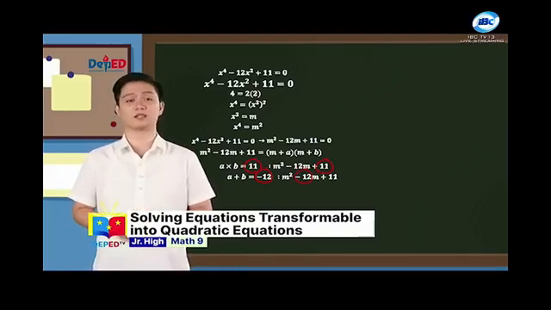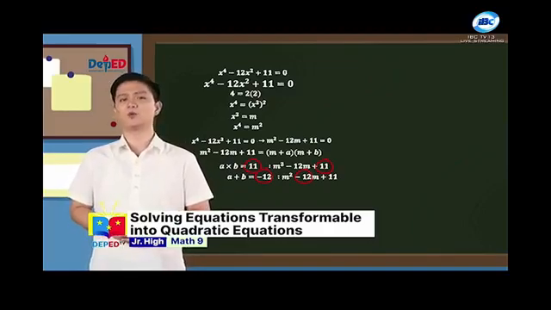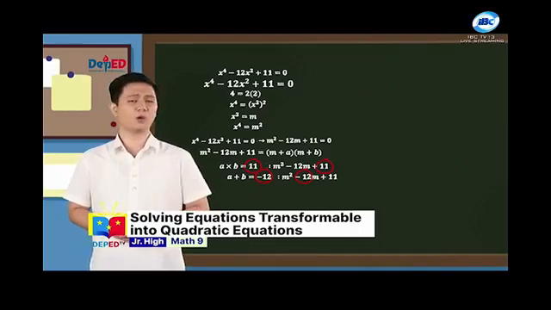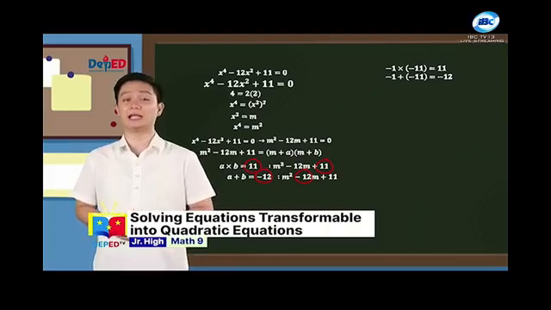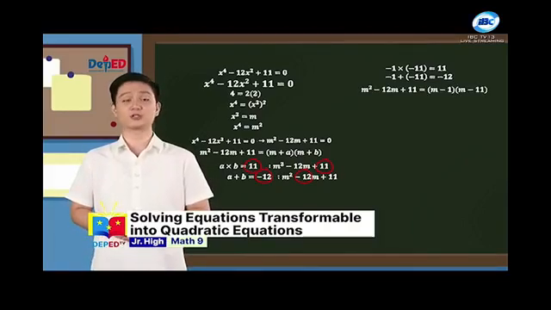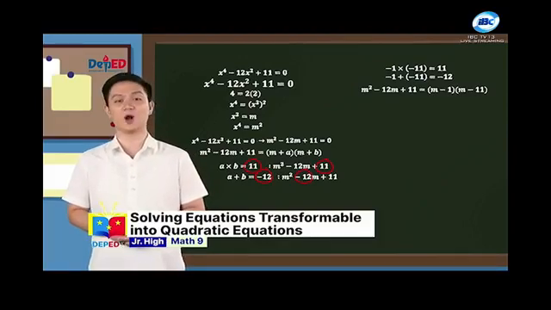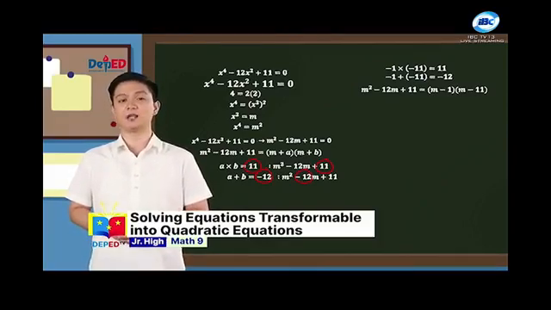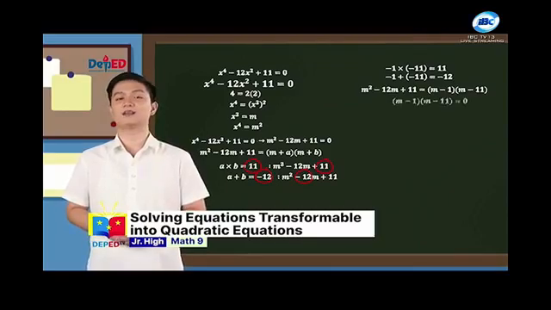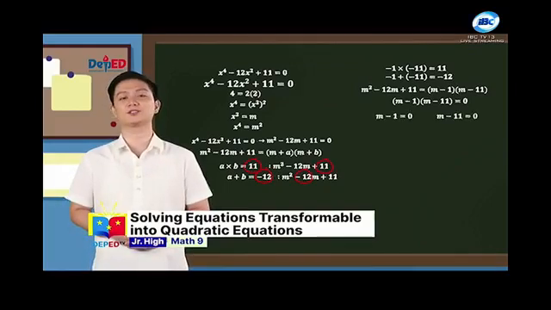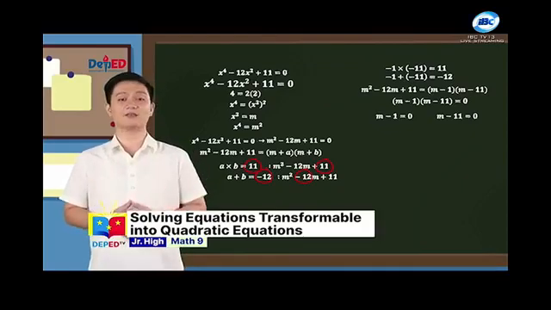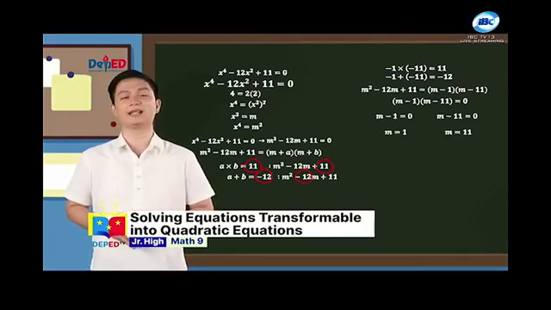Since their product is positive and their sum is negative, we can be sure that a and b are both negative. So, what are the two numbers? They are negative 1 and negative 11. Therefore, the factors of the trinomial are the binomials m minus 1 and m minus 11. So we can now rewrite the equation as m minus 1 multiplied by the binomial m minus 11 equals 0. Equating each factor to 0, we must get that the values of m are 1 and 11.